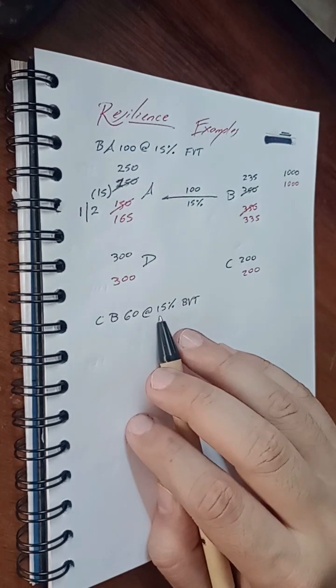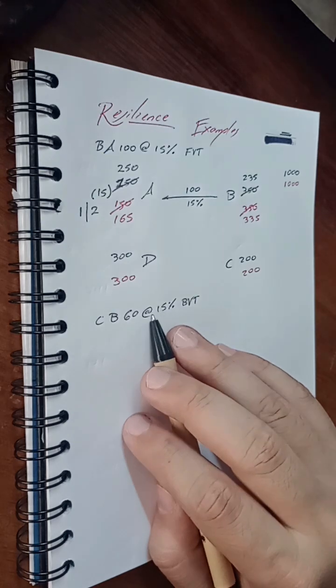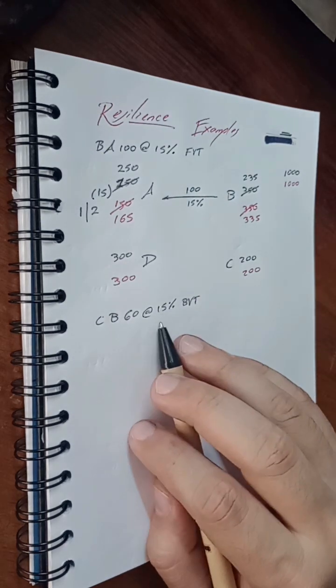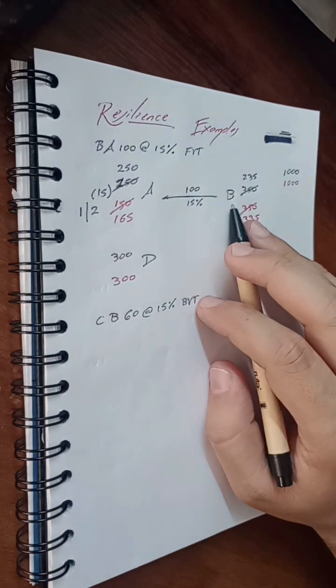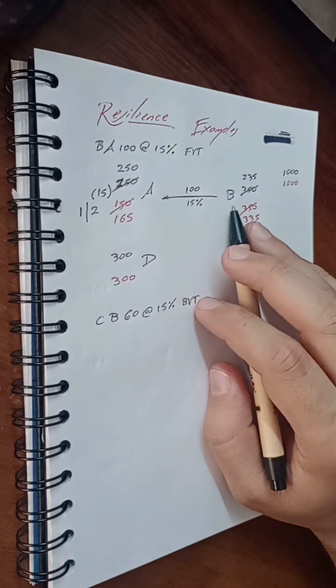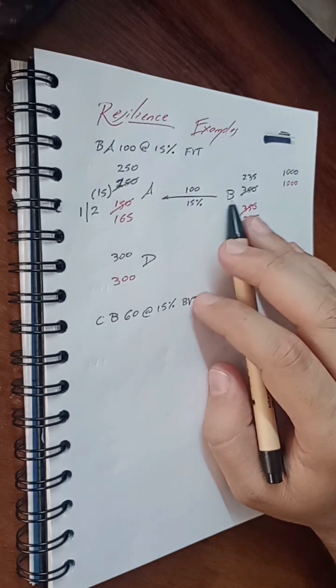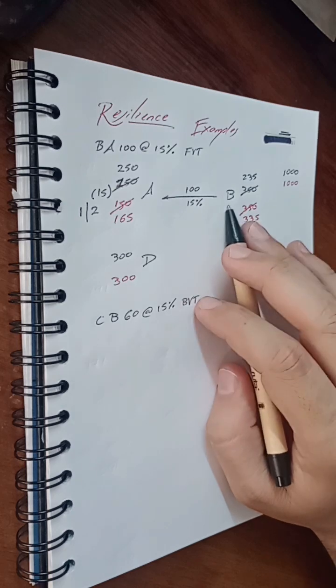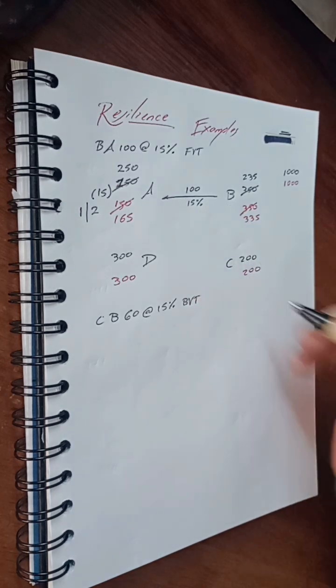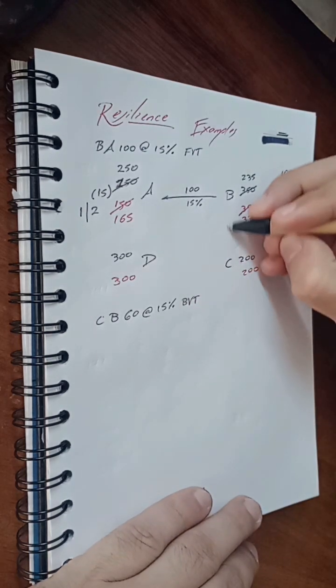The maximum rate at which C could make that transaction would be B's, which in this case would be 15%. That's B's public rate. So let's make the transaction.